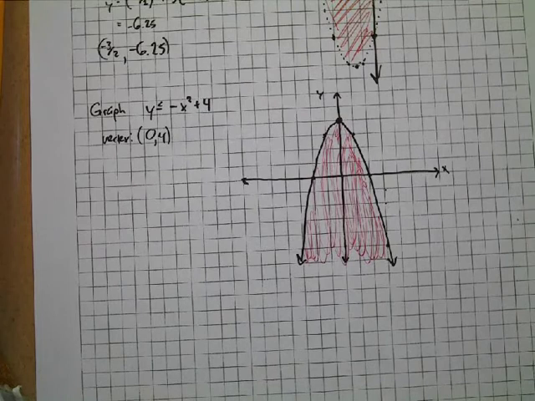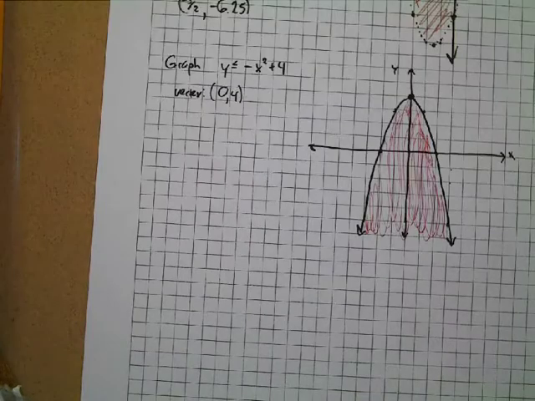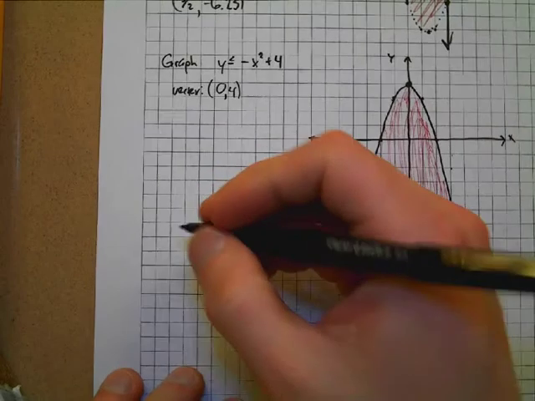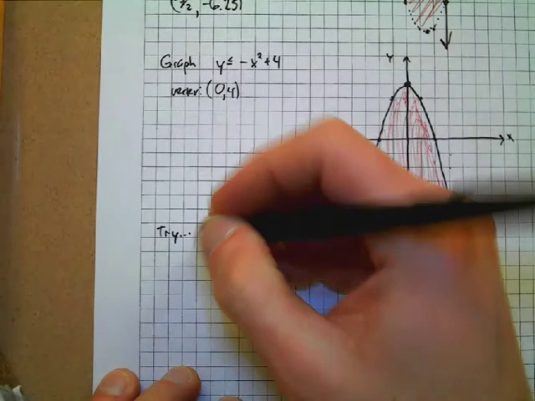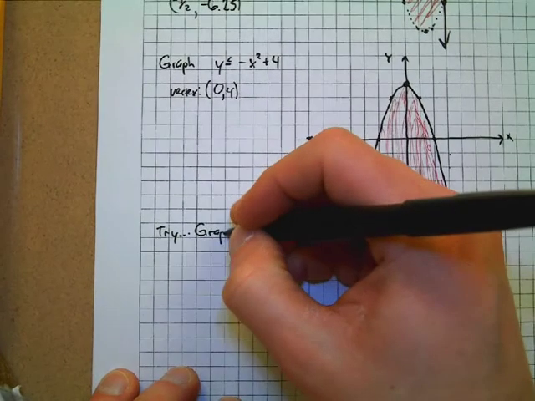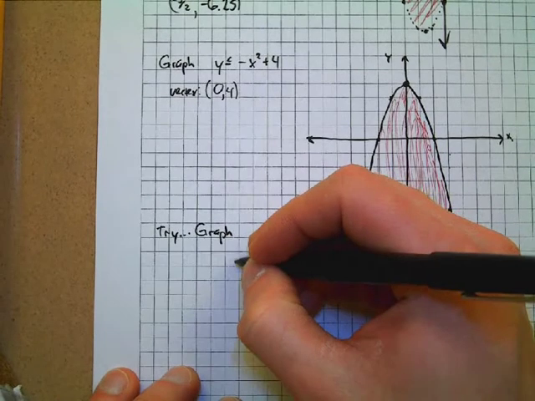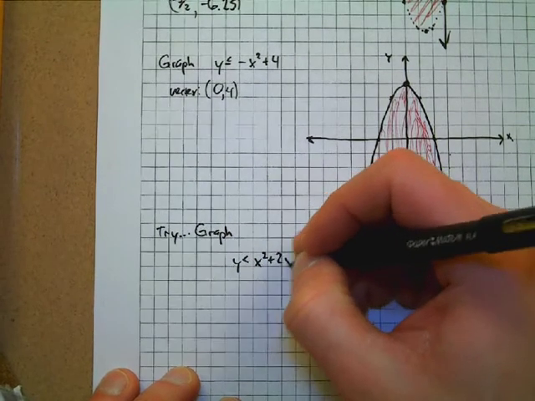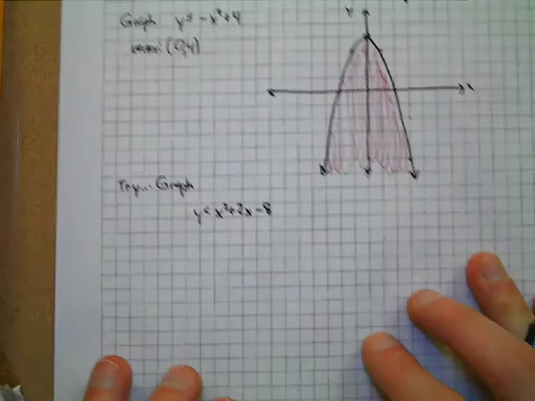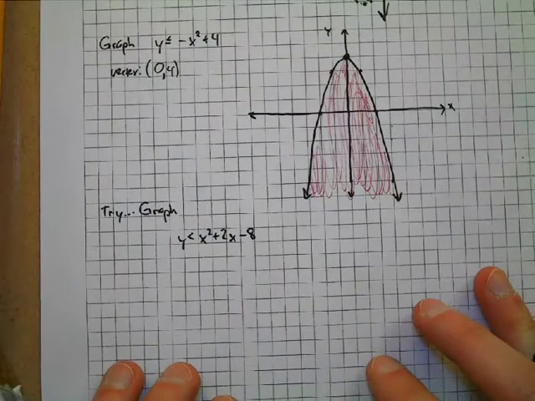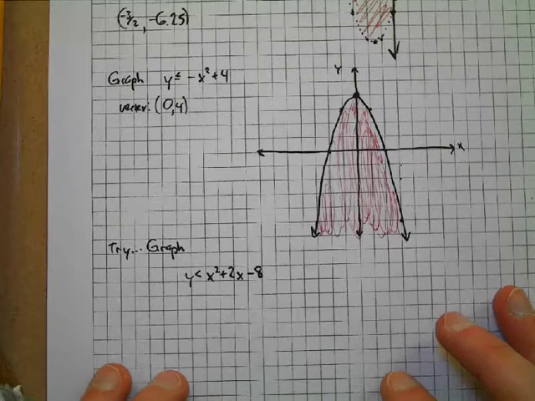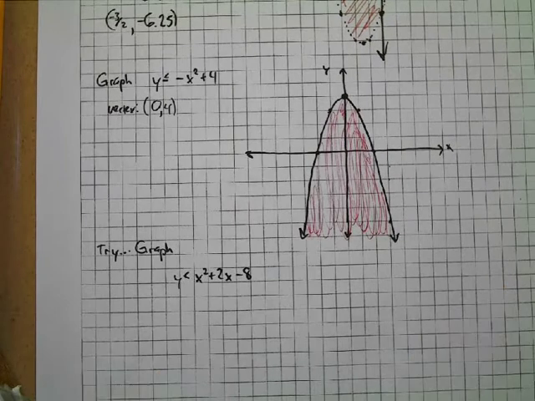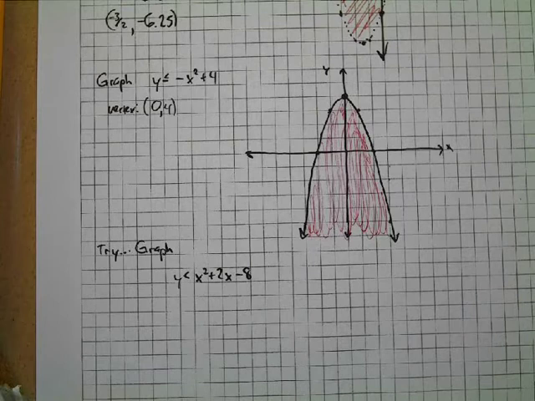Okay, so there's that. Let me have you guys try one here on your own. So here's one for y'all to try. Graph y is less than x squared plus 2x minus 8. Feel free to use your graphing calculators to help you with that. I'll leave this one up. So go ahead, try this one. See what you can come up with there.